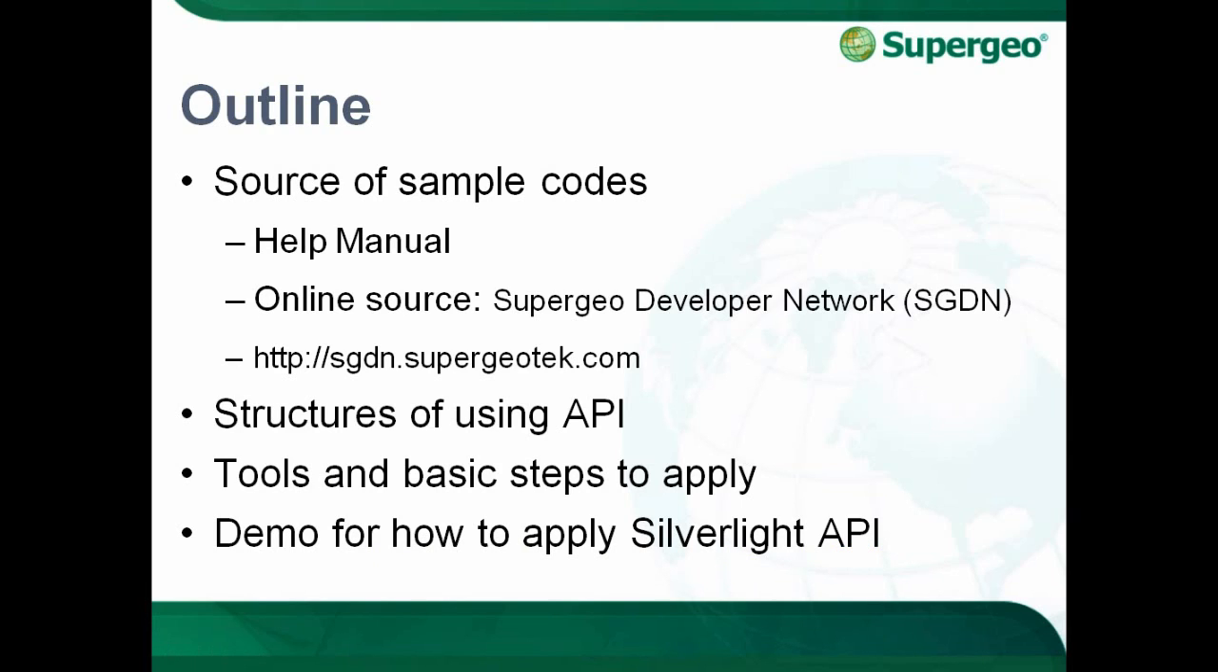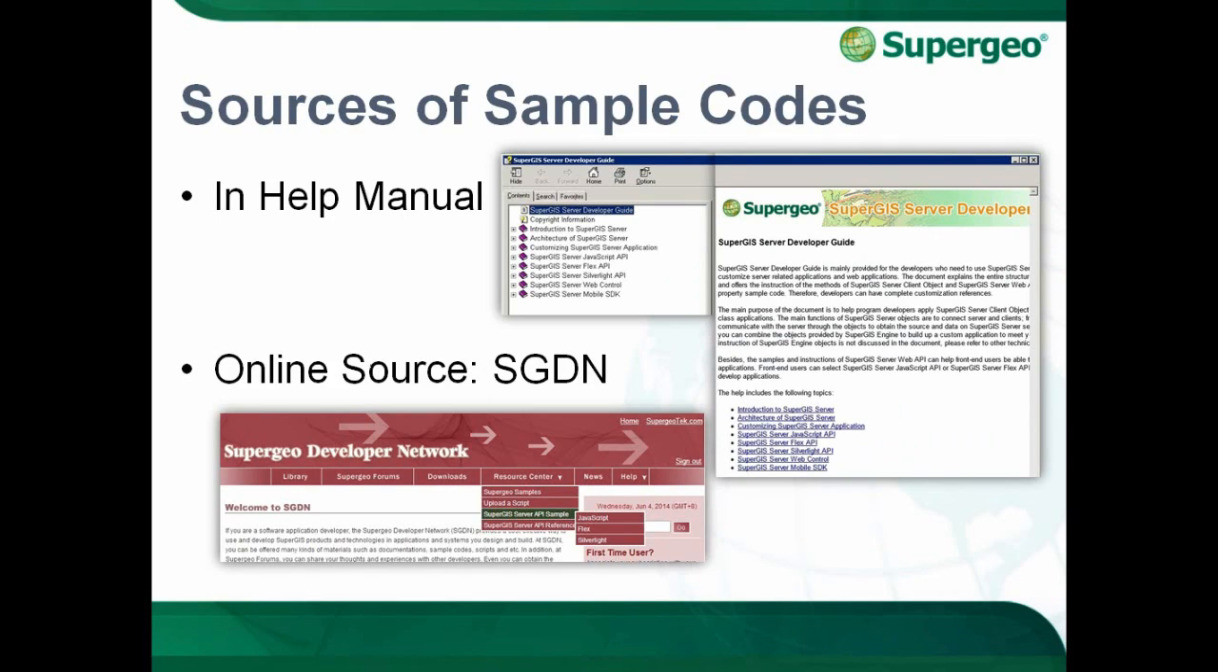So let me go to the first part, the sources of the sample codes. There are two ways that you can get the sample codes. First, the one is in our user menu, in our help menu. It is located in our SuperGIS Server Developer Guide. You can choose the category under SuperGIS Server Silverlight API, this one.